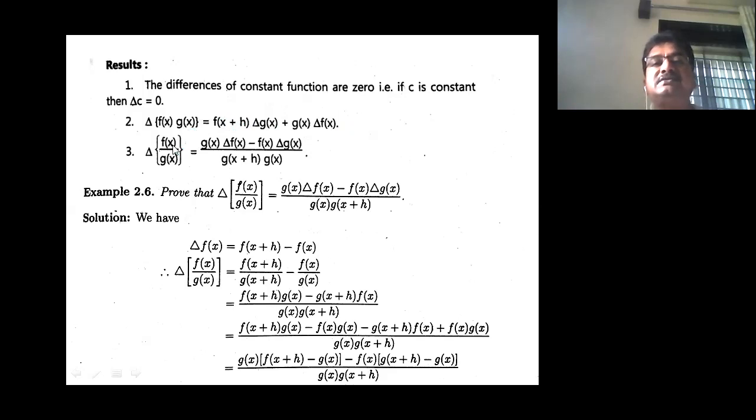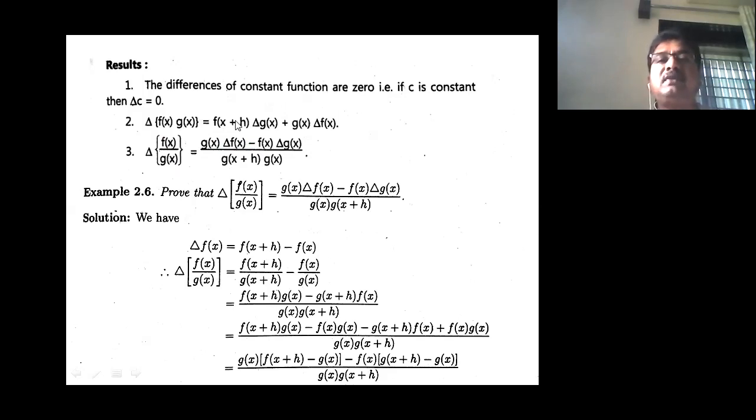And this is the second rule, the rule of division. What is the rule of division for derivative? That is, the derivative of fx by gx, or the derivative of u by v. What is the derivative of u by v? V derivative of u minus u derivative of v, divided by v square. So instead of v square, instead of this gx square, there is gx plus h into gx. So the delta of fx by gx is gx, that is v, into delta of fx, that is delta of u, minus fx, that is u, into delta of gx, like that, divided by, instead of gx square, gx plus h into gx.